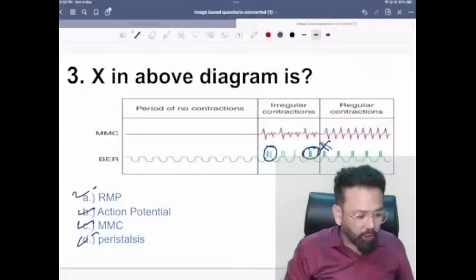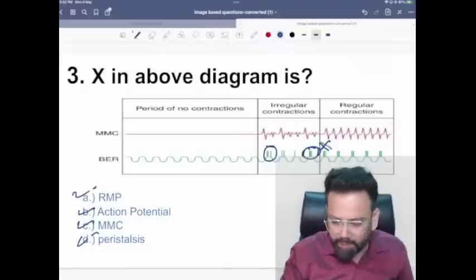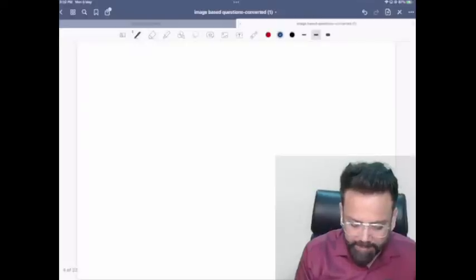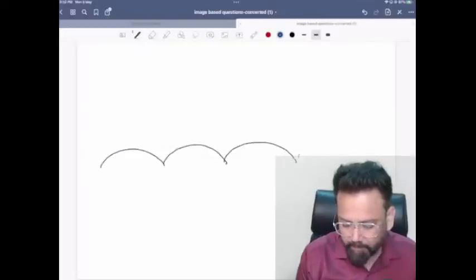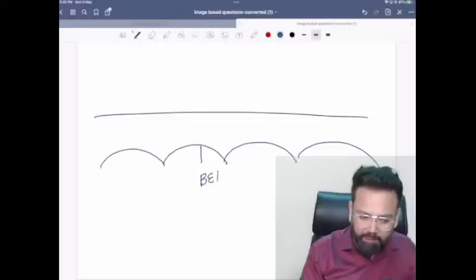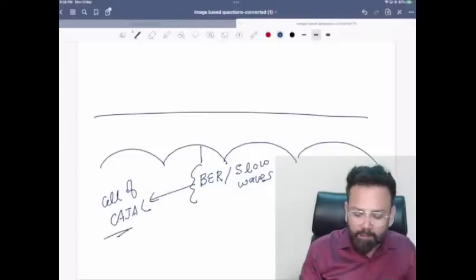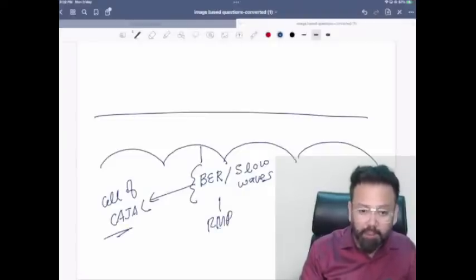Yes, very good. Answer is not A, answer is B. Okay, let me make the diagram for you. See, these are your basic electric rhythm. And this is the threshold. This is your basic electric rhythm, also called slow waves. These are generated by cell of Kajal, also called cell of Kahal. So these are your resting membrane potential, the slow waves.